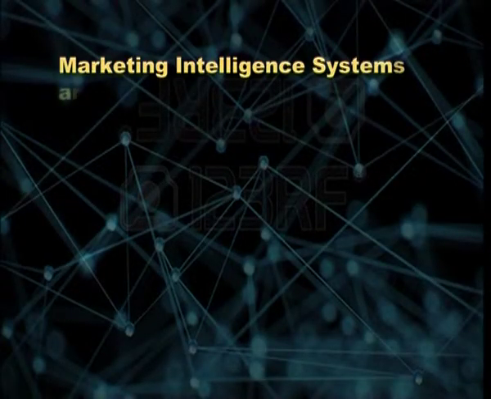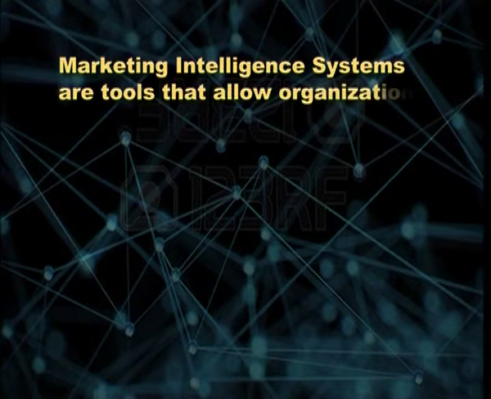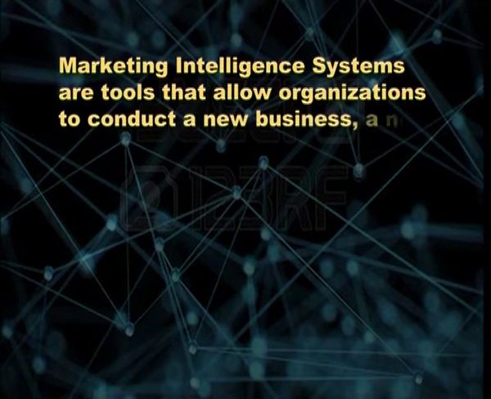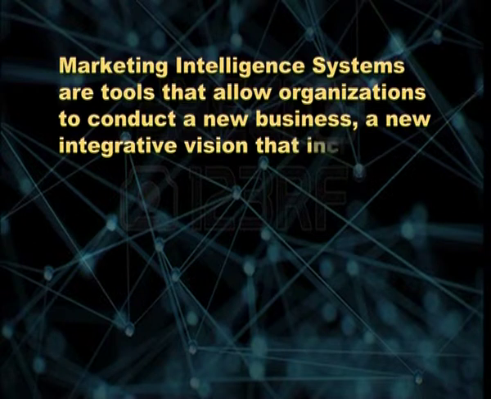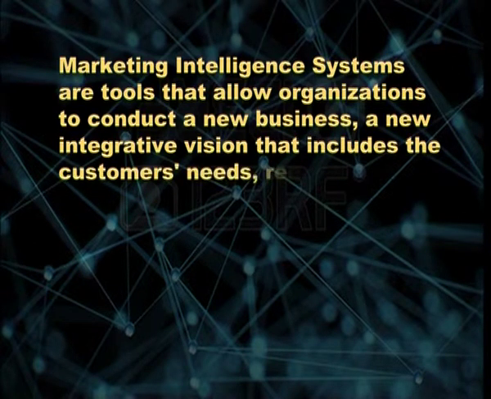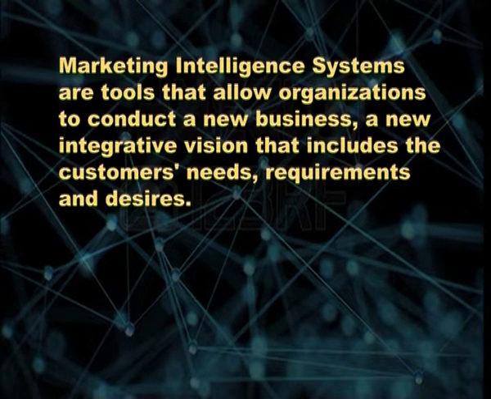A marketing intelligence system is a set of procedures and data sources generally used by marketing managers. They can transfer information from the environment into their decision making. Marketing intelligence systems are tools that allow organizations to conduct a new business, a new integrative vision that includes the customer's needs, requirements, and desires. The activity of the organization should focus on achieving them.